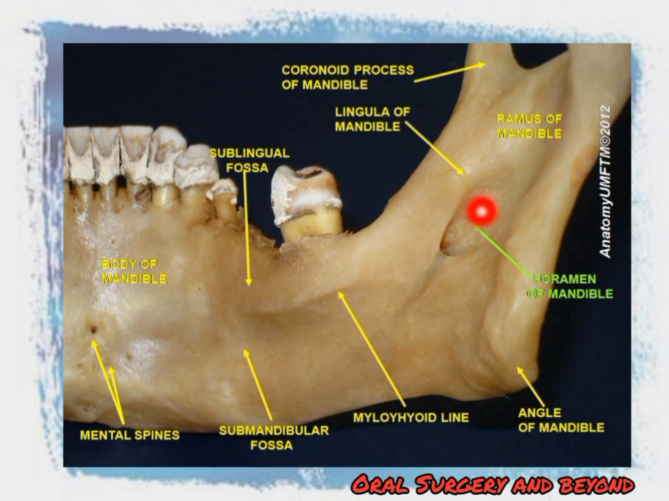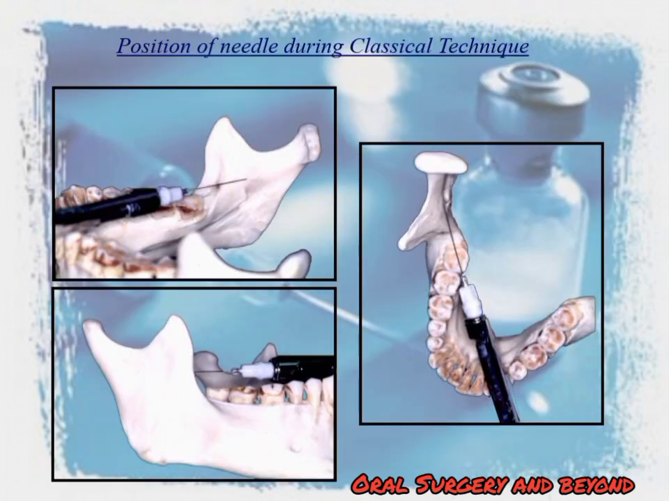As I said earlier, the main branch of our inferior alveolar nerve goes from the mandibular foramen, medial to the mandibular ramus, inside here, and it runs like this, right? So we have to target this area and this area to achieve a good mandibular nerve block or inferior alveolar nerve block, right?